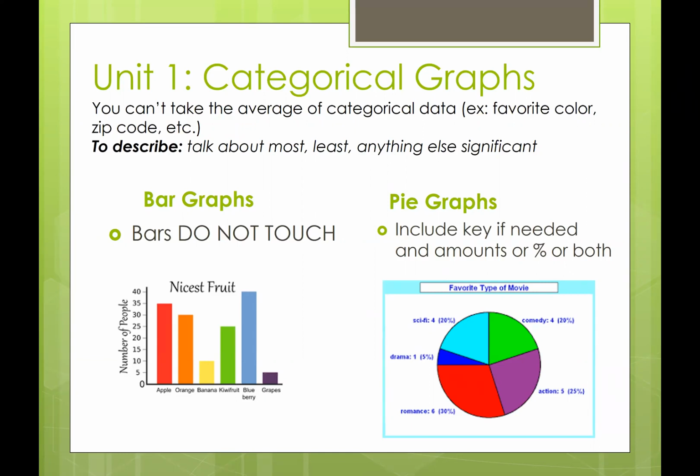For bar graphs, remember the bars do not touch. That's how we differentiate between a bar graph and a histogram. So bar graphs are for categorical and the bars do not touch. Make sure you have a title, make sure you have your x-axis labeled, so that should be fruit type. And then your y-axis labeled as well, that would be frequency or relative frequency. In this case, frequency is number of people.